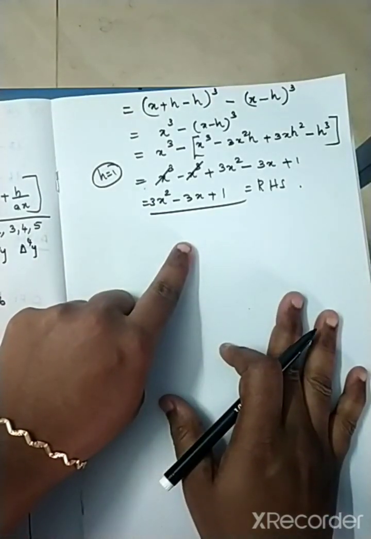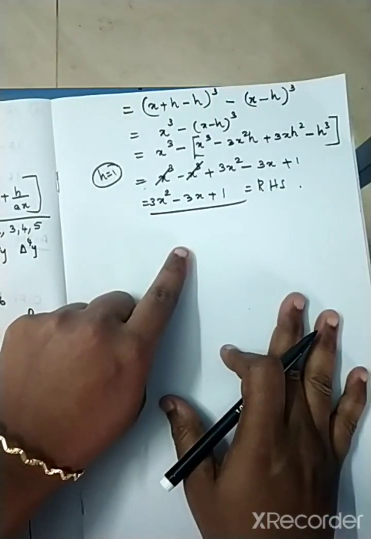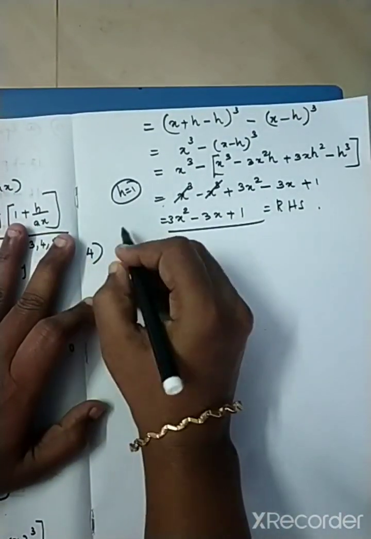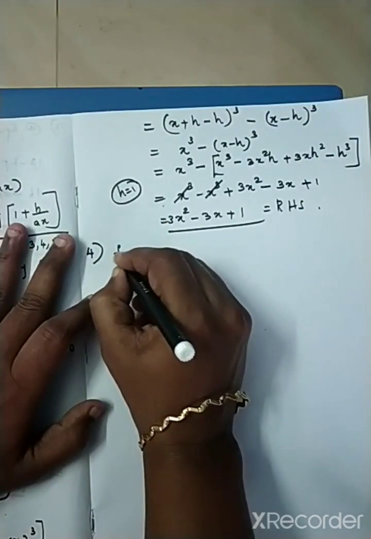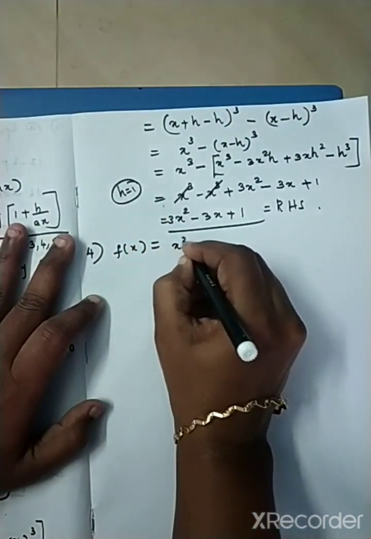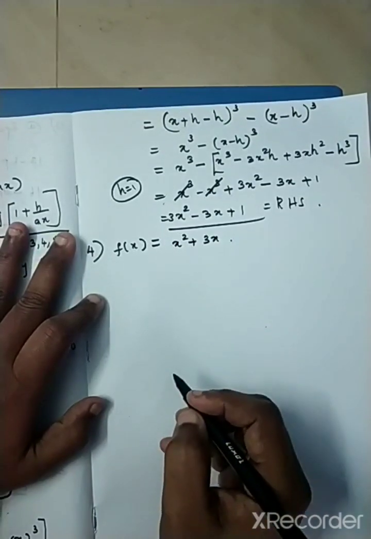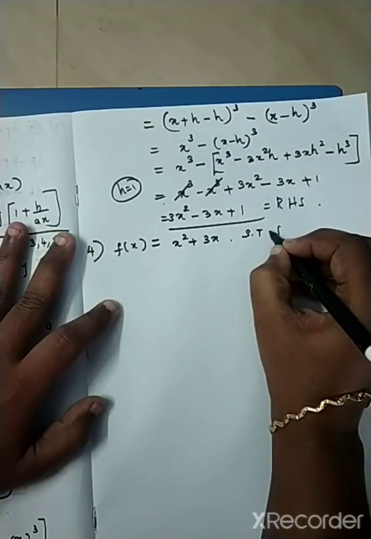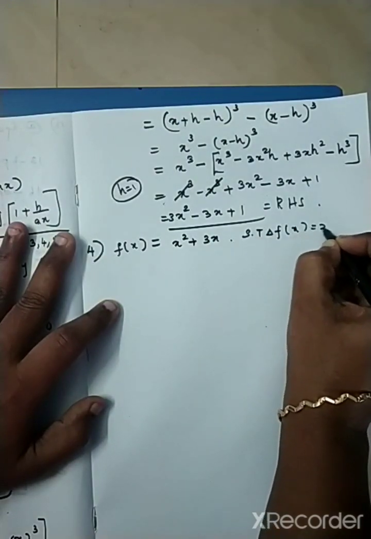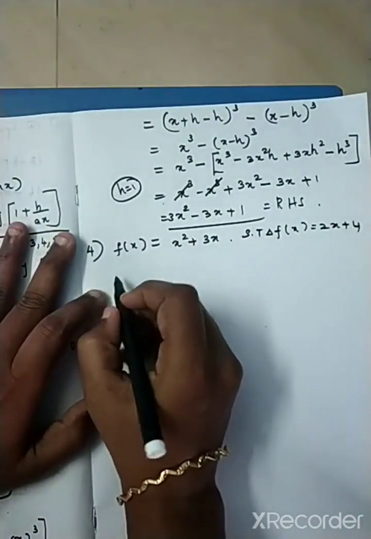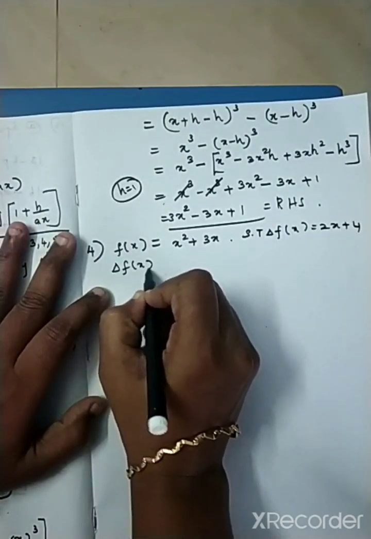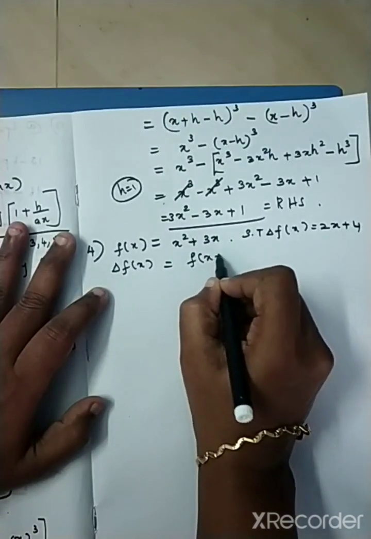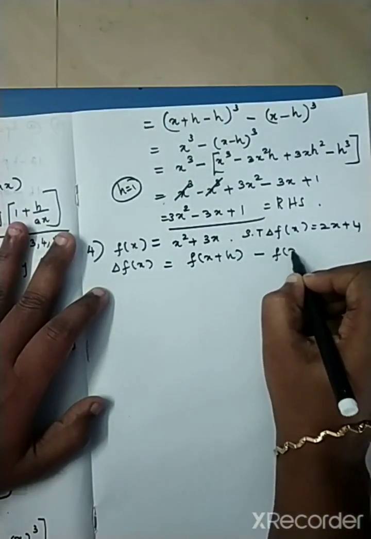Okay. Now I am going to move to the fourth problem. Okay. What is the fourth problem? Fourth problem is f of x is equal to x squared plus 3x. Now we have to show delta f of x is equal to 2x plus 4. Okay. Now we know what is the formula for delta f of x. Delta f of x is equal to f of x plus h minus f of x.